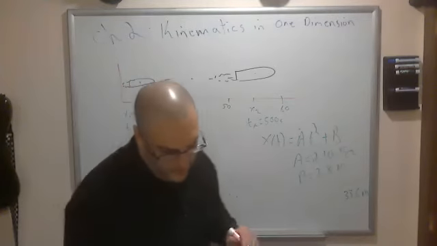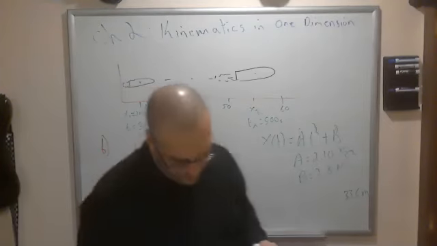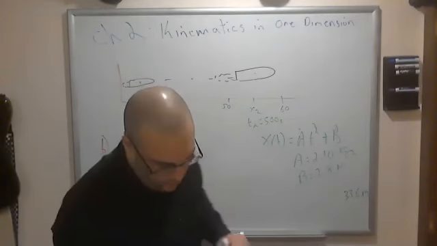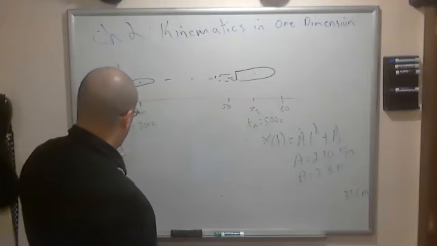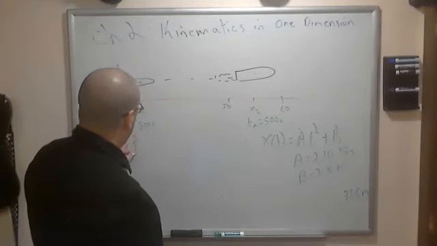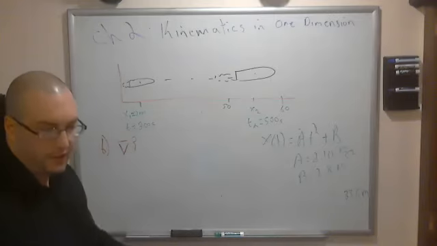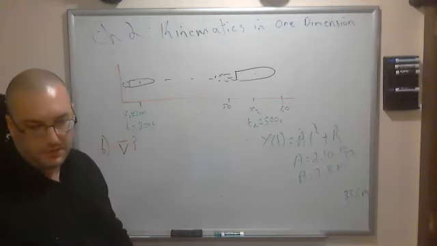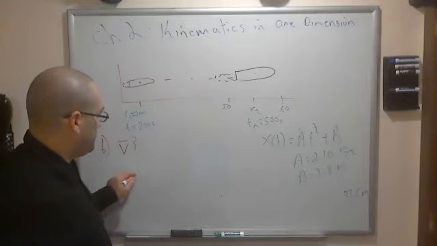So part B, they ask you, what is the average velocity during this time, from 3 to 5? How do we calculate the average velocity? Anybody? That change in x over change in t?